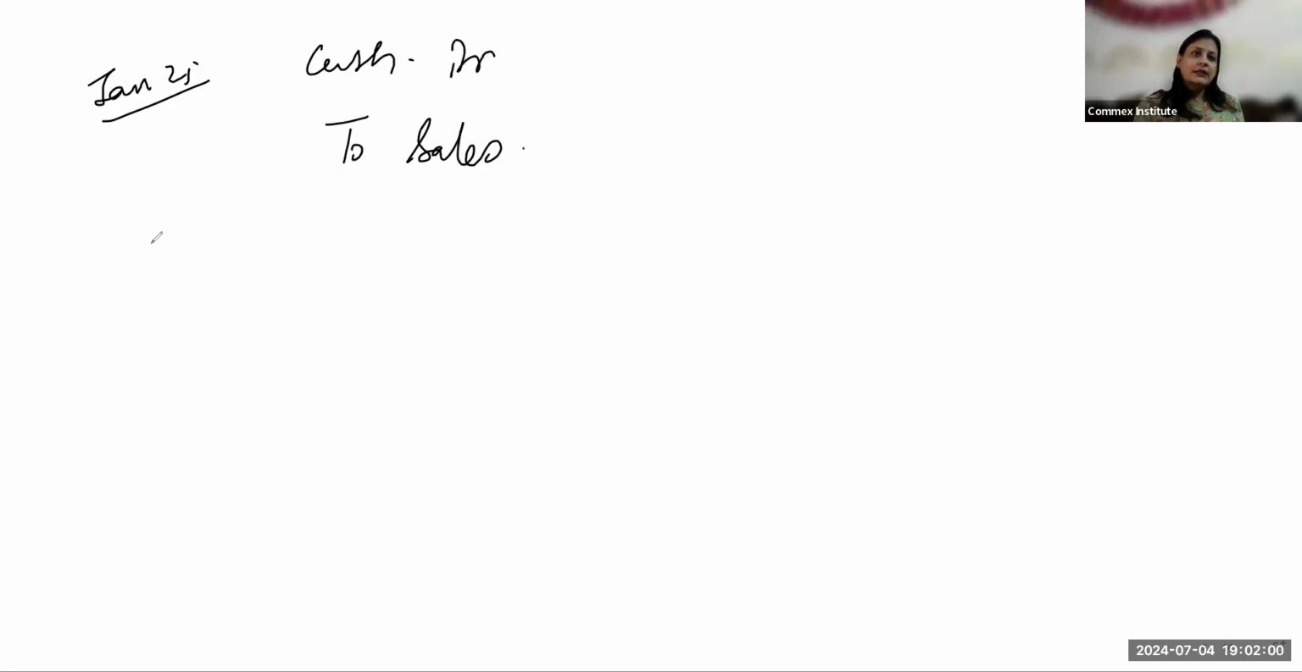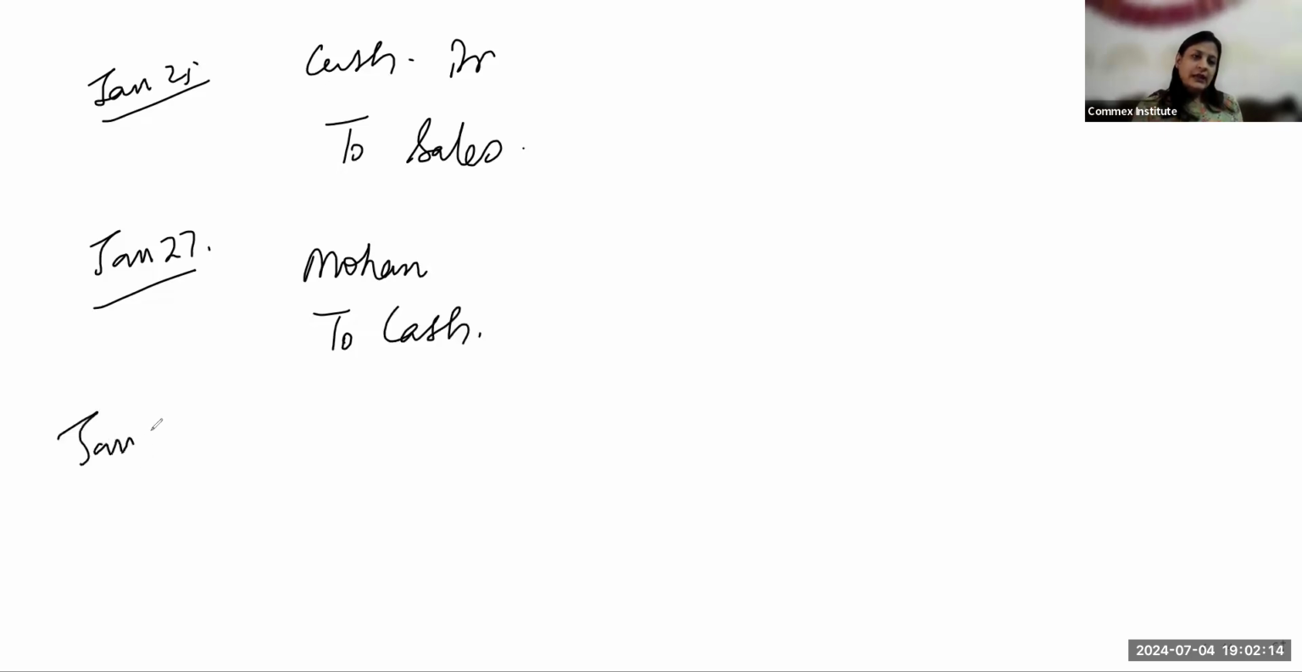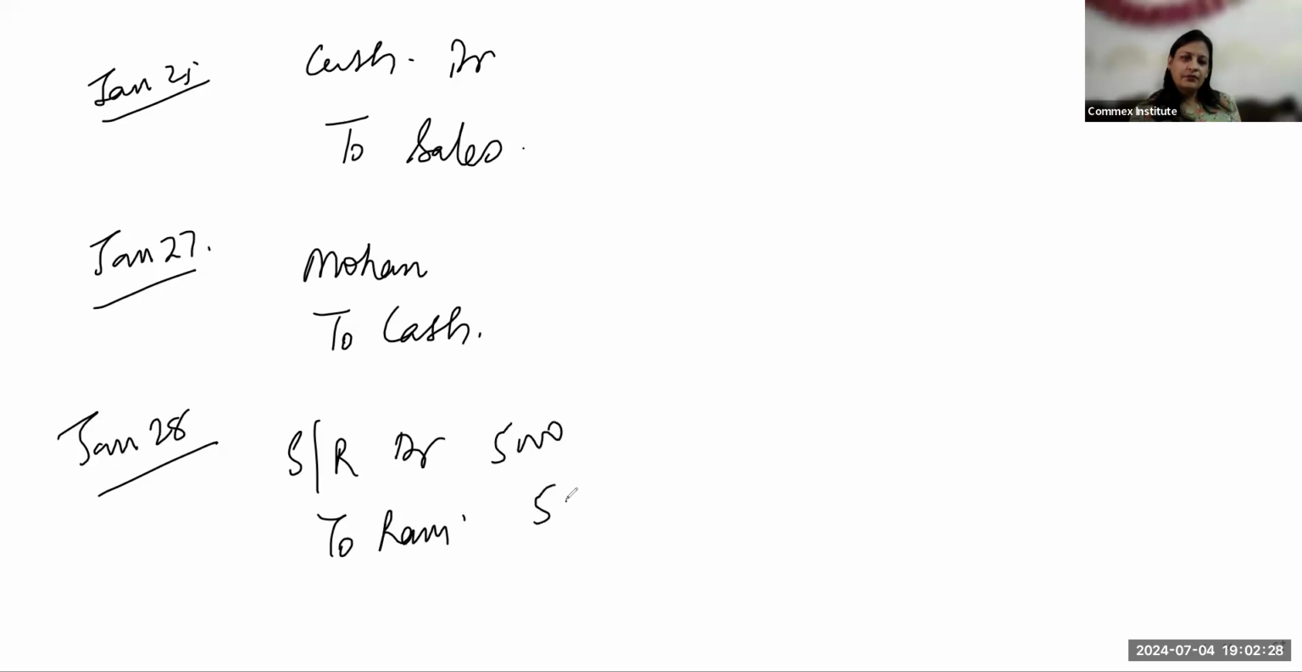Jan 27. Paid to Mohan account. So it is Mohan to cash. And Jan 28 is Ram return goods of sales value. So it will be sales return debit to Ram, and 5,000 and 5,000.